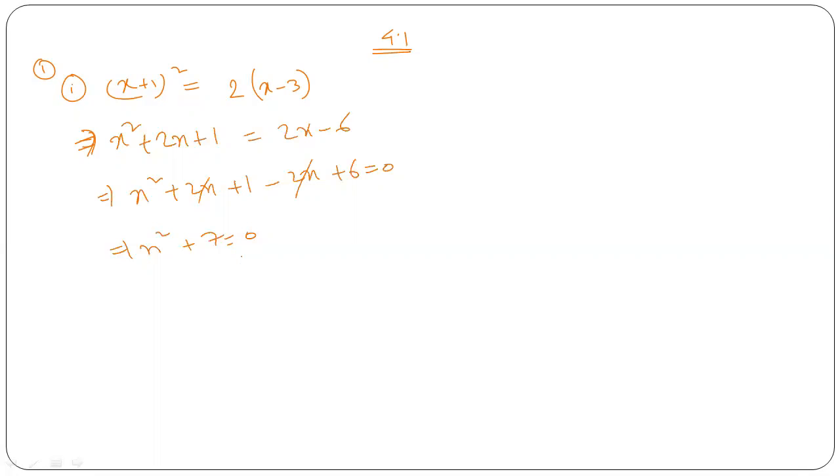As the highest power of x is 2, so the given equation is a quadratic equation.